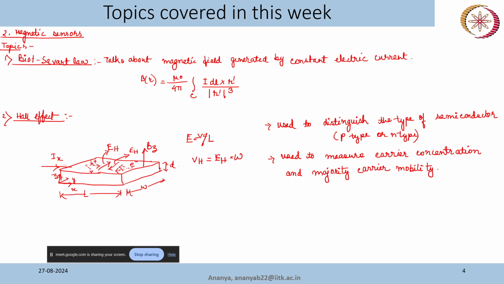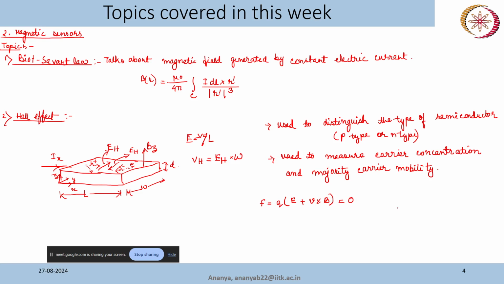Now if it is a p-type material, the force experienced by holes will be in total due to magnetic field plus electric field, so the total force will be Q into E, that is the force experienced by the charged particle due to electric field, plus Q into V cross B. This is the force experienced by a charged particle due to magnetic field, and under equilibrium it should be 0 to balance out, the forces will balance out each other.